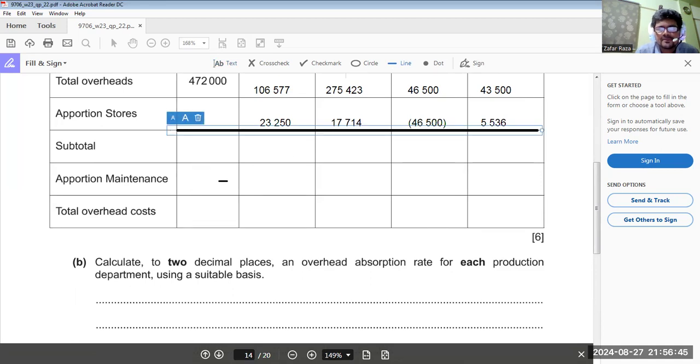See? So again, we get the totals here. 472,000. 106,557. 106,557 plus 23,250.